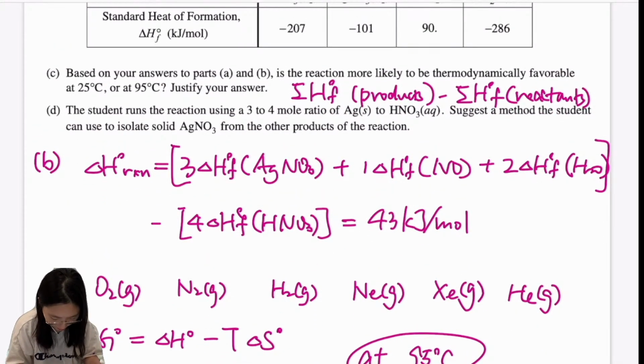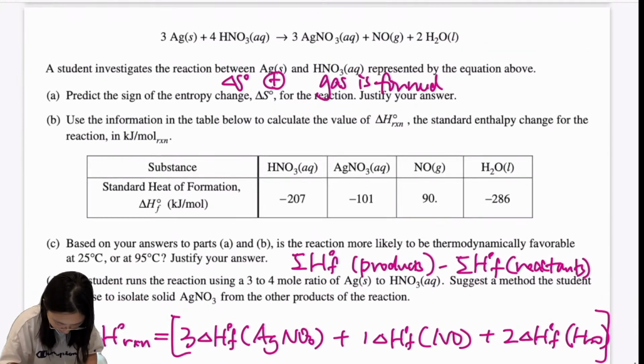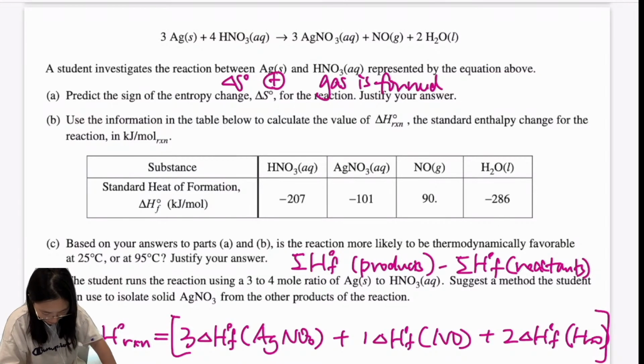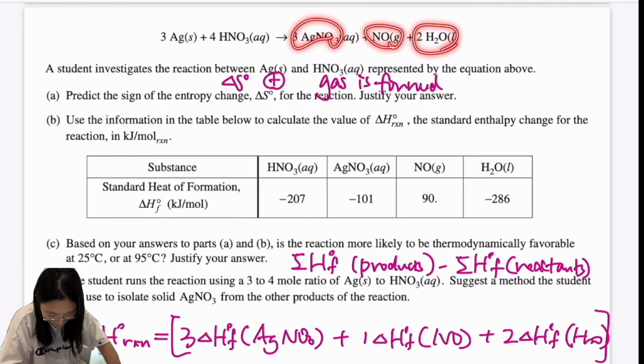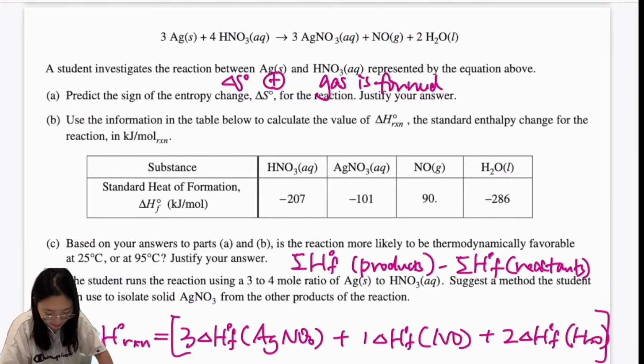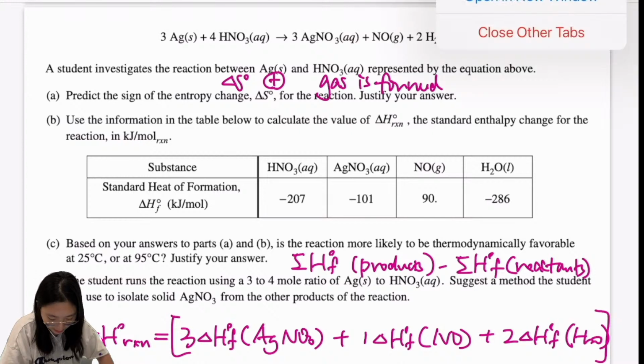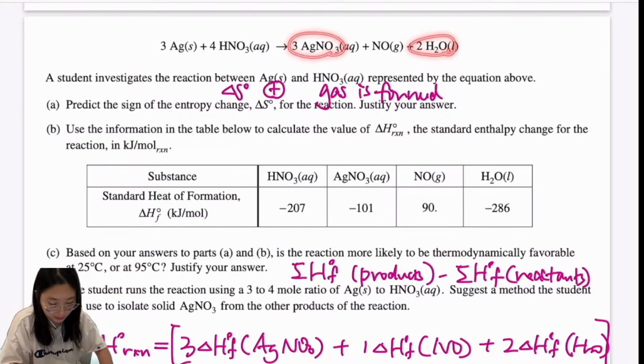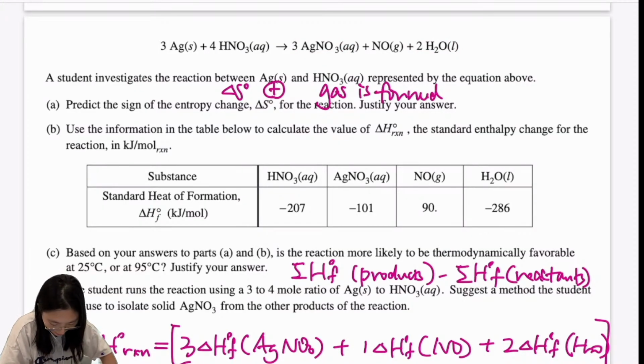And D: the students run the reaction using a 3 to 4 mole ratio of silver solid to the nitric acid aqueous. Suggest a method the student can use to isolate solid silver nitrate from the other products of the reaction. Okay, so this is an aqueous, this is a gas, and this is the liquid. Obviously gas wouldn't mix well with the aqueous or the liquid. So what you have to do is separate the solid silver nitrate from the solution, because eventually for the product, you will have silver nitrate and then the water.